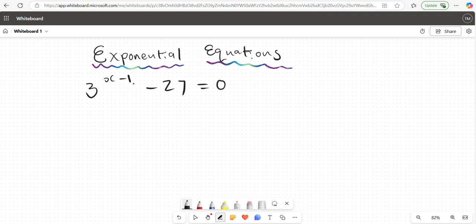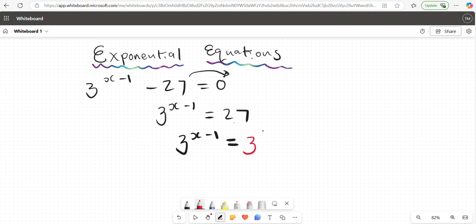These are the easy ones where you just need to get the powers by themselves on one side. So I'm going to isolate this 3 to the power of x minus 1, and I'm going to put the 27 on the other side. And remember, the sign needs to change. It was a negative there, it becomes a positive on the other side. Then I want to get the 27 to be a base of 3. And 27 is 3 to the power of 3.